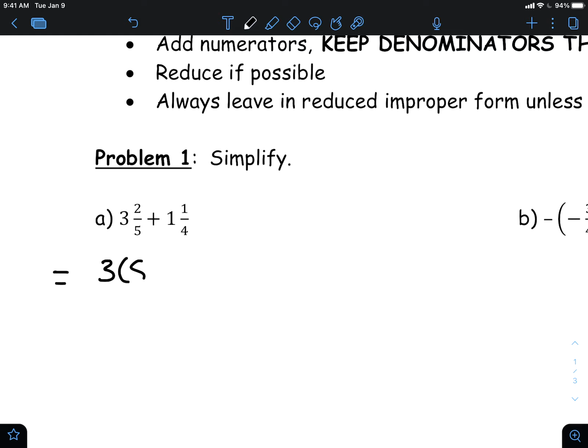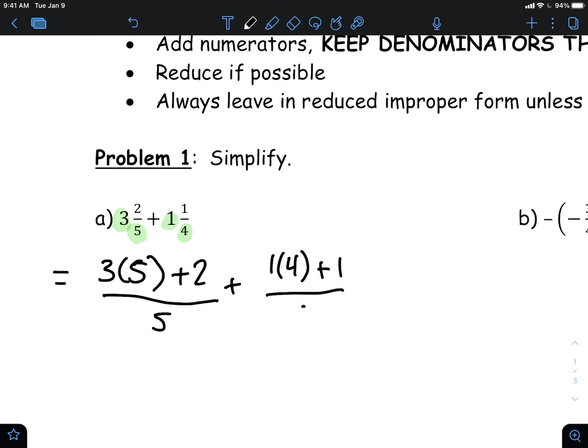So we multiply the denominator by whatever our whole number is, our 4 by our 1 and our 5 by our 3. And then add whatever's left on top. So for the first one, it's going to be 3 times 5 plus 2 over 5. And then the second one is going to be 1 times 4 plus 1 over 4.